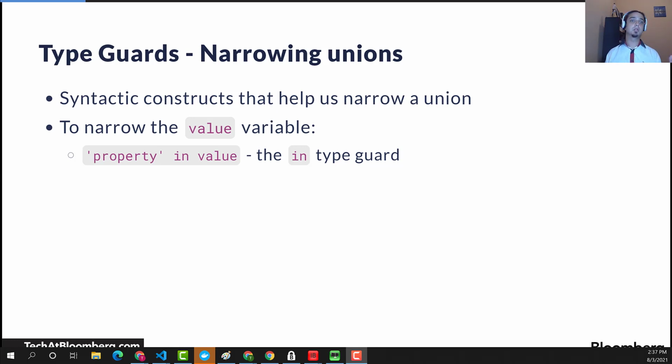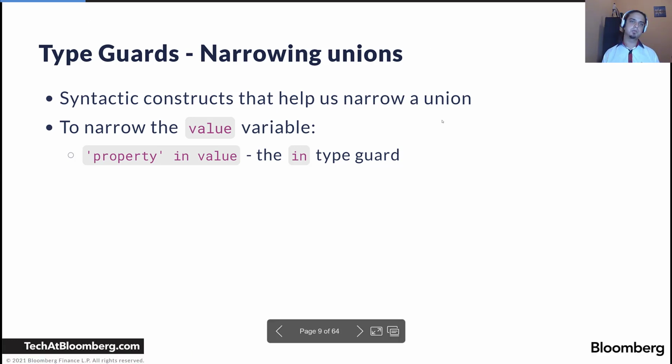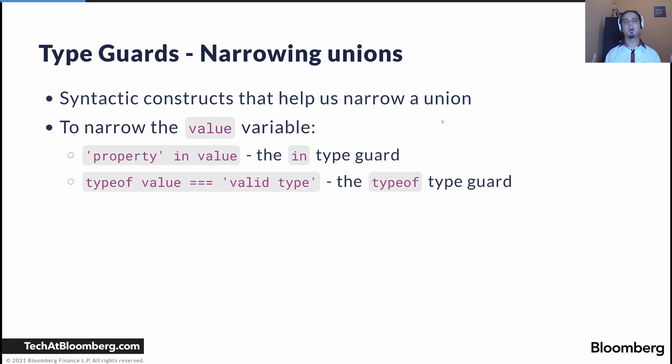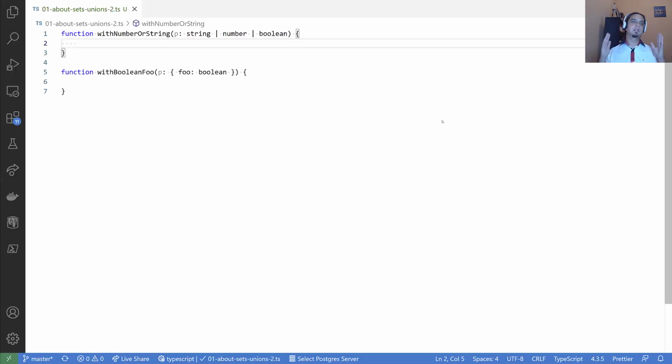Now, the in type guard can only be used with object unions, right? With unions of several object types. But if we have a union of primitive types, then we can use another TypeScript operator, namely the typeof operator, to narrow the type of the union. So for example, we will have to use a construct typeof value, where value is a variable that is of the union type, equals some valid JavaScript type. So let's see an example.